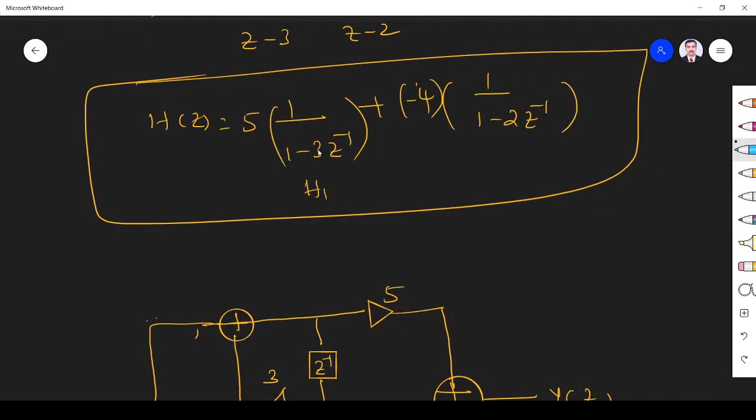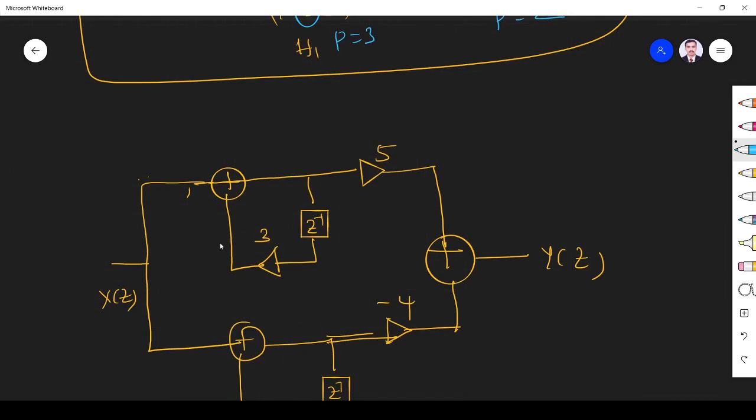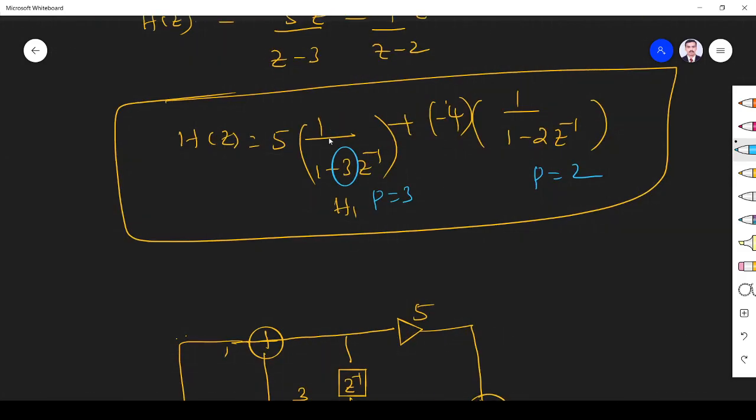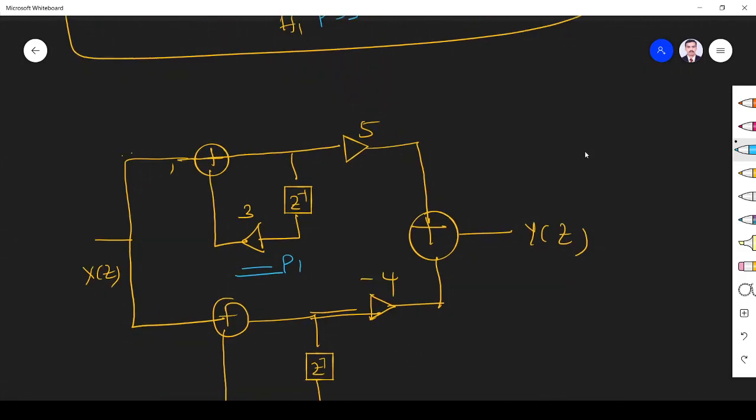First you take the partial fraction, and you see what the pole is here. Pole at 3, and here pole at 2. So the pole value doesn't change. Simply substitute the pole values P1, P2. The zeros will come as 0, and the gains are 5 and minus 4. This is what we know in direct form 2. I hope you understand this concept.